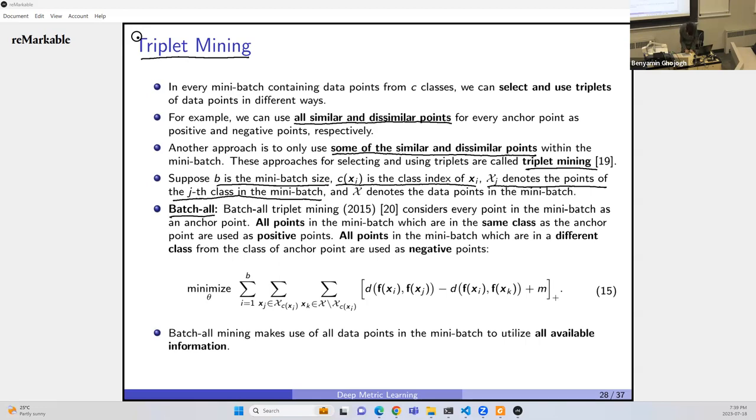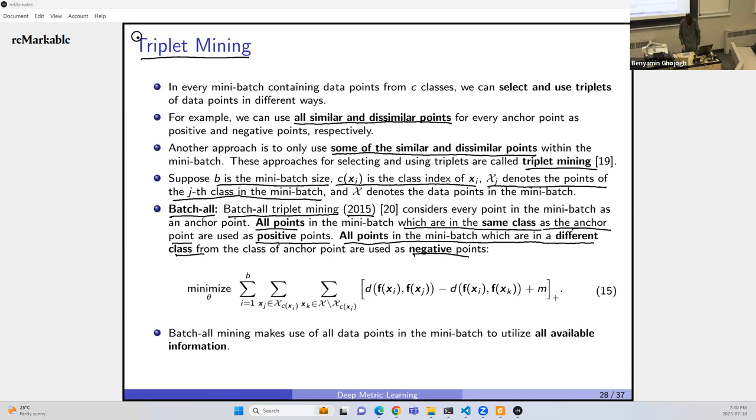One of them is batch all. Batch all triplet mining was proposed in 2015, very new. And what does it do? It considers all points in the mini batch which are in the same class as the anchor point. All points in the mini batch which are in the same class as the anchor point are used as positive points. So all positive options, take them all, right? And also all points in the mini batch which are in a different class, take them as negative. So consider all permutations. Okay?